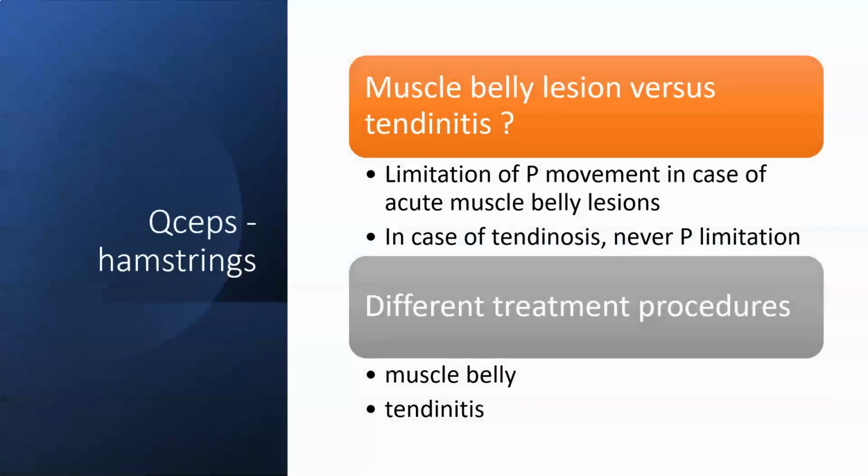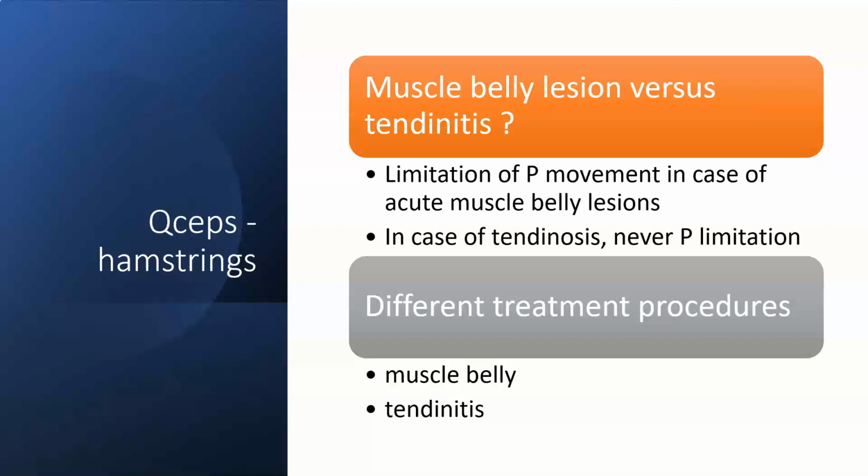And then finally, we could also have a quadriceps or a hamstring lesion. Well, if you have an acute hamstring muscle belly lesion, of course you're going to have muscle spasm. Muscle spasm is going to result in a limitation of passive movement, so in other words, a straight leg raise movement will be painful and limited.